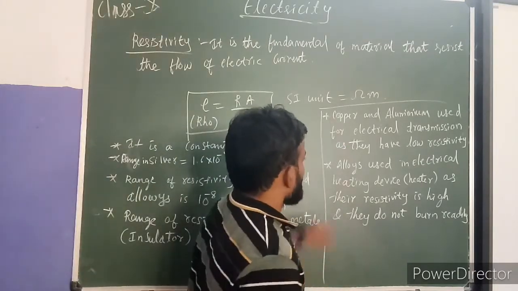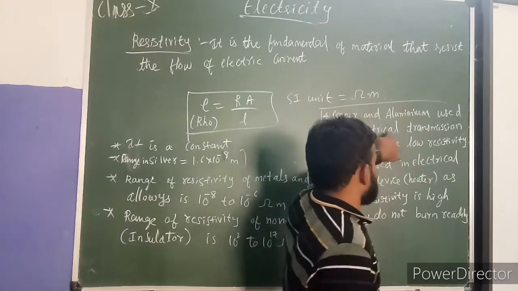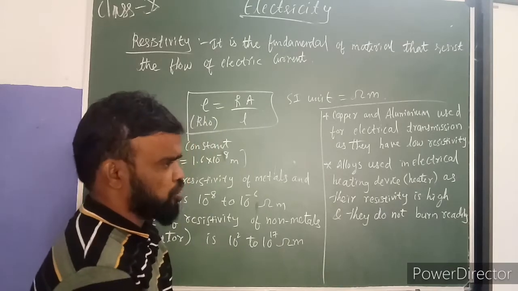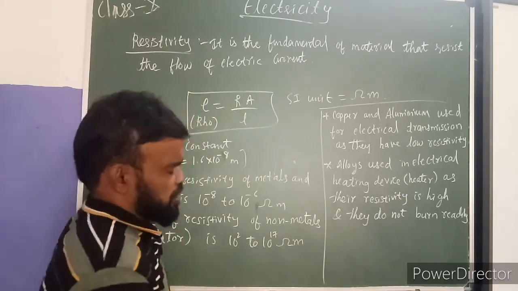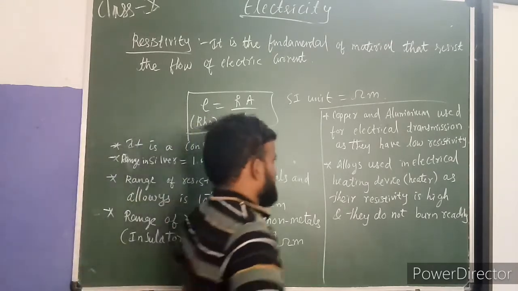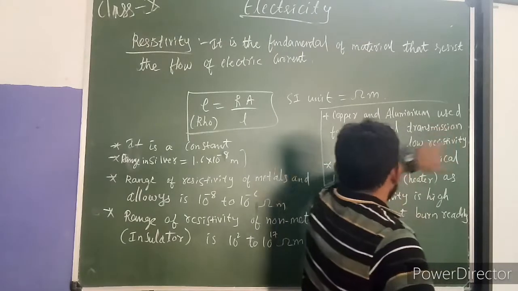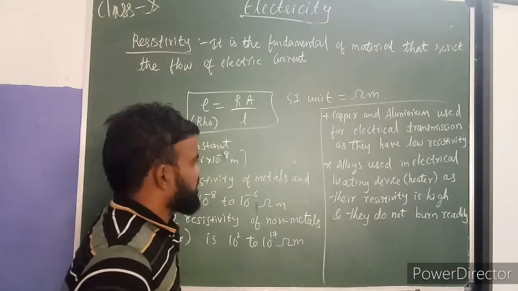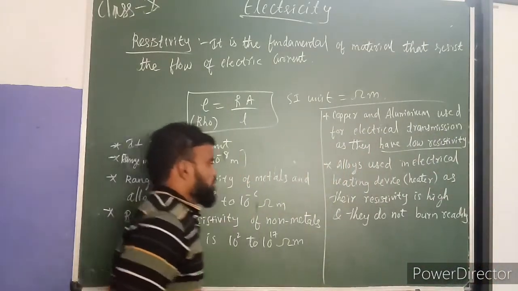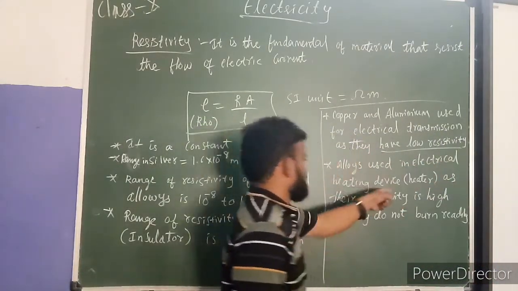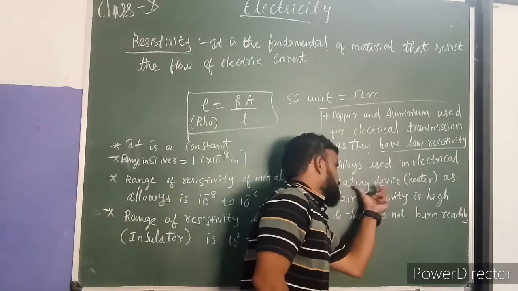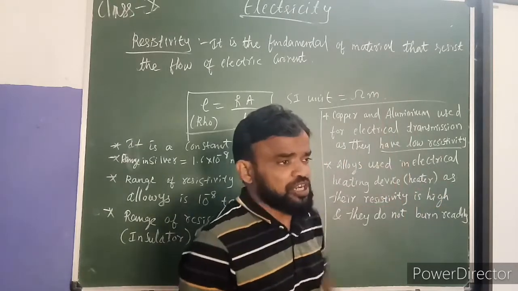Similarly, the third point: copper and aluminum are used for electrical transmission, right? You saw on the roads they have copper wires and aluminum wires. In homes, we are using copper wires. For the transmission of electric current, they have low resistivity. Alloys are used in electrical heating devices, such as heaters and geysers.